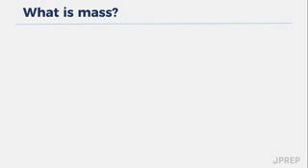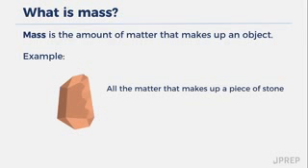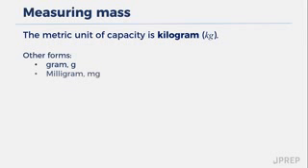We are now going to shift our attention to mass. Mass refers to the amount of substance that makes up an object. For example, if we have this piece of stone, we refer to all the matter within the piece of stone. To measure mass, we use the metric unit of kilogram. There are other forms such as gram and milligram. Let's look at the relation between kilogram and these other forms.